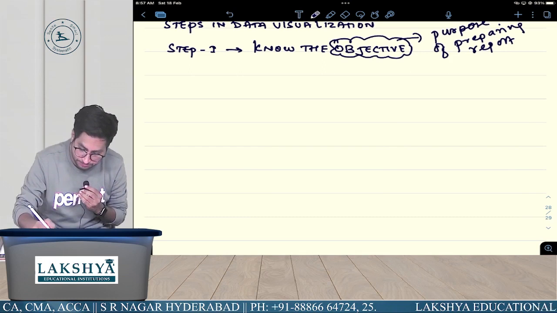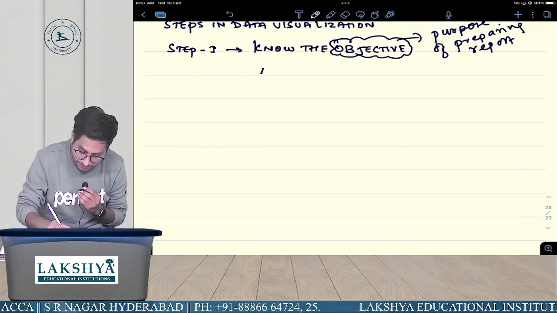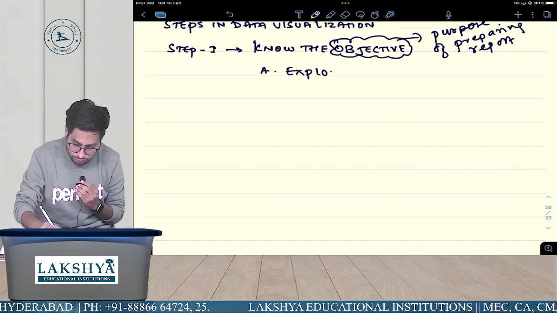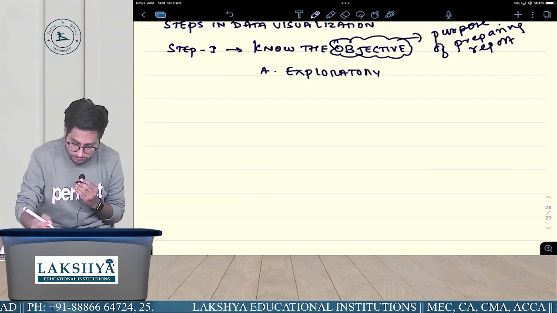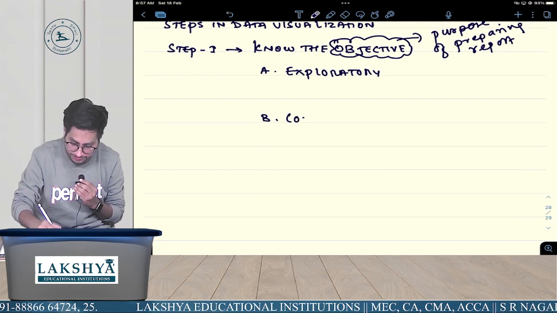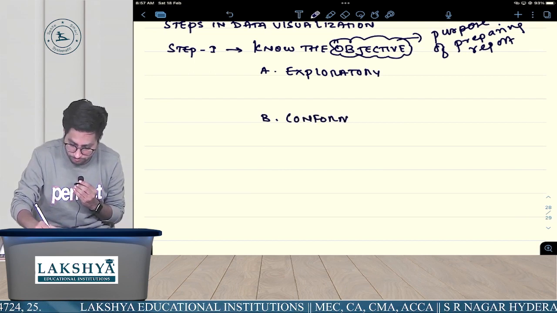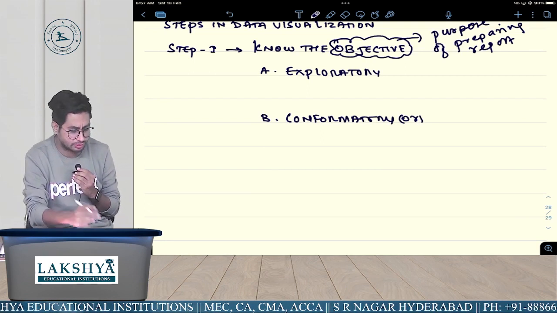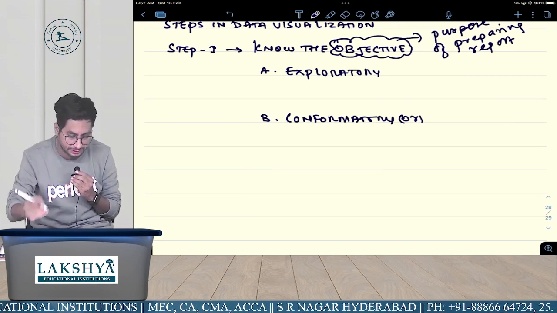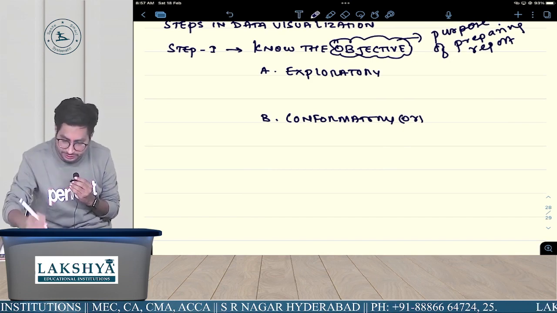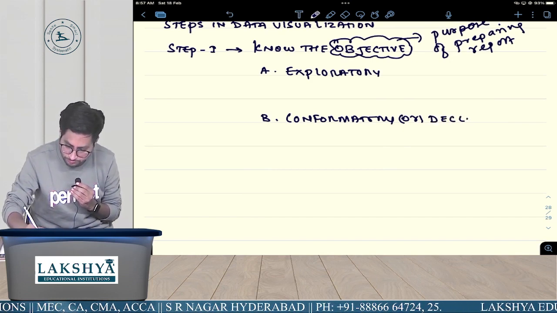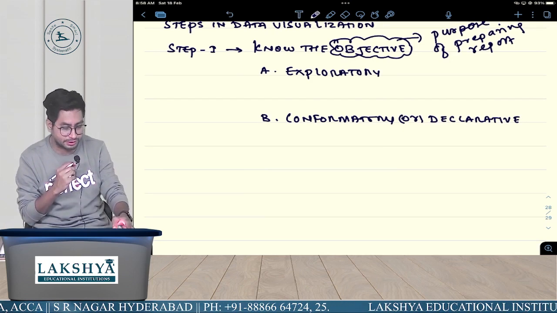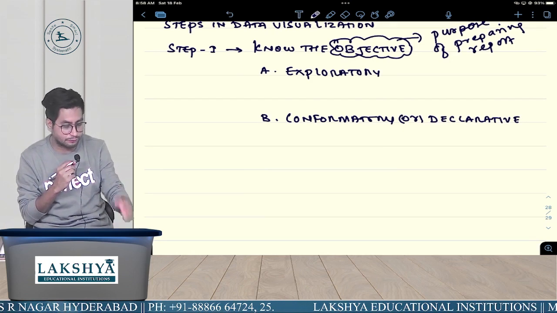And this purpose of preparing the report, the objective, can be of two types. One is exploratory, and second will be confirmatory. Confirmatory is also called declarative. Clear? Declarative. How many purposes are there? Exploratory, and then we have confirmatory.